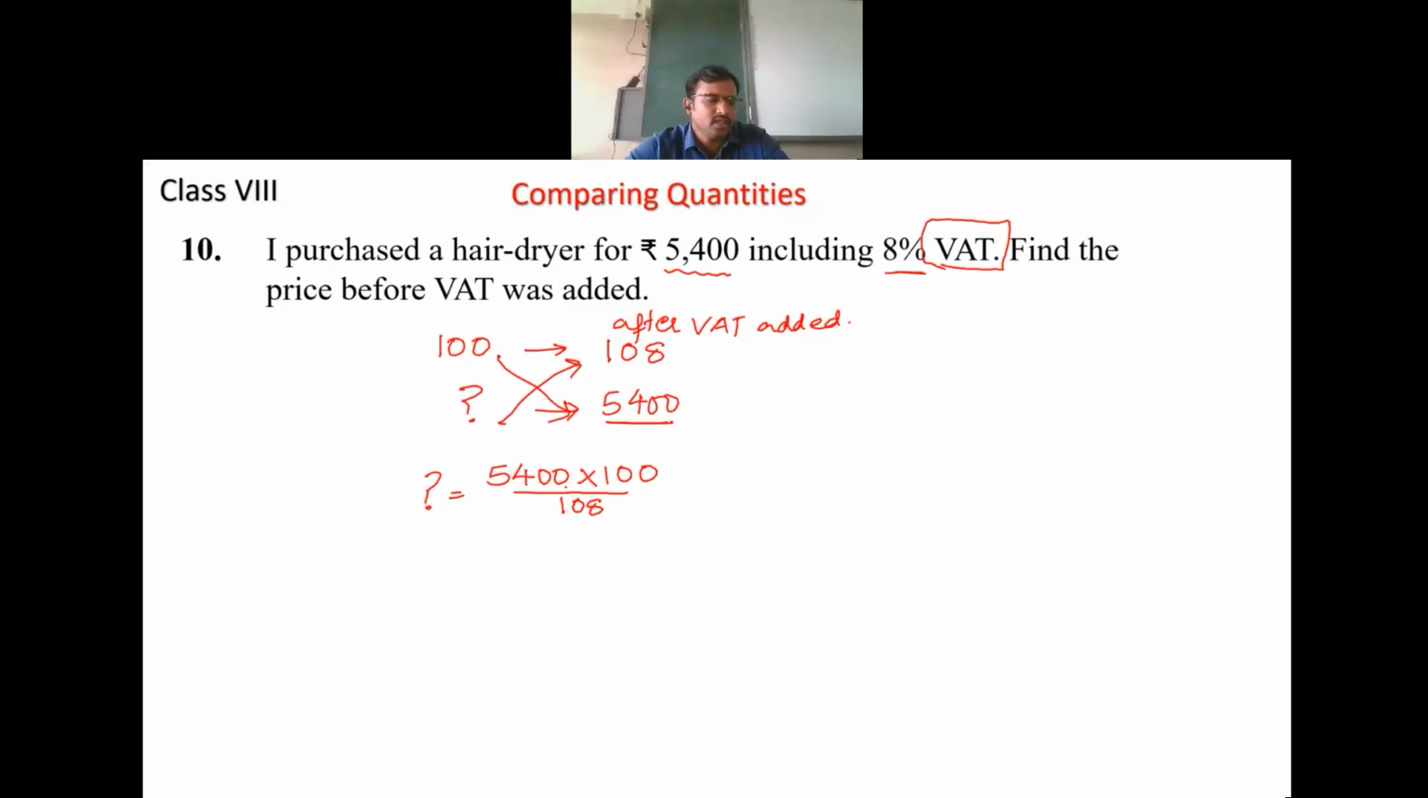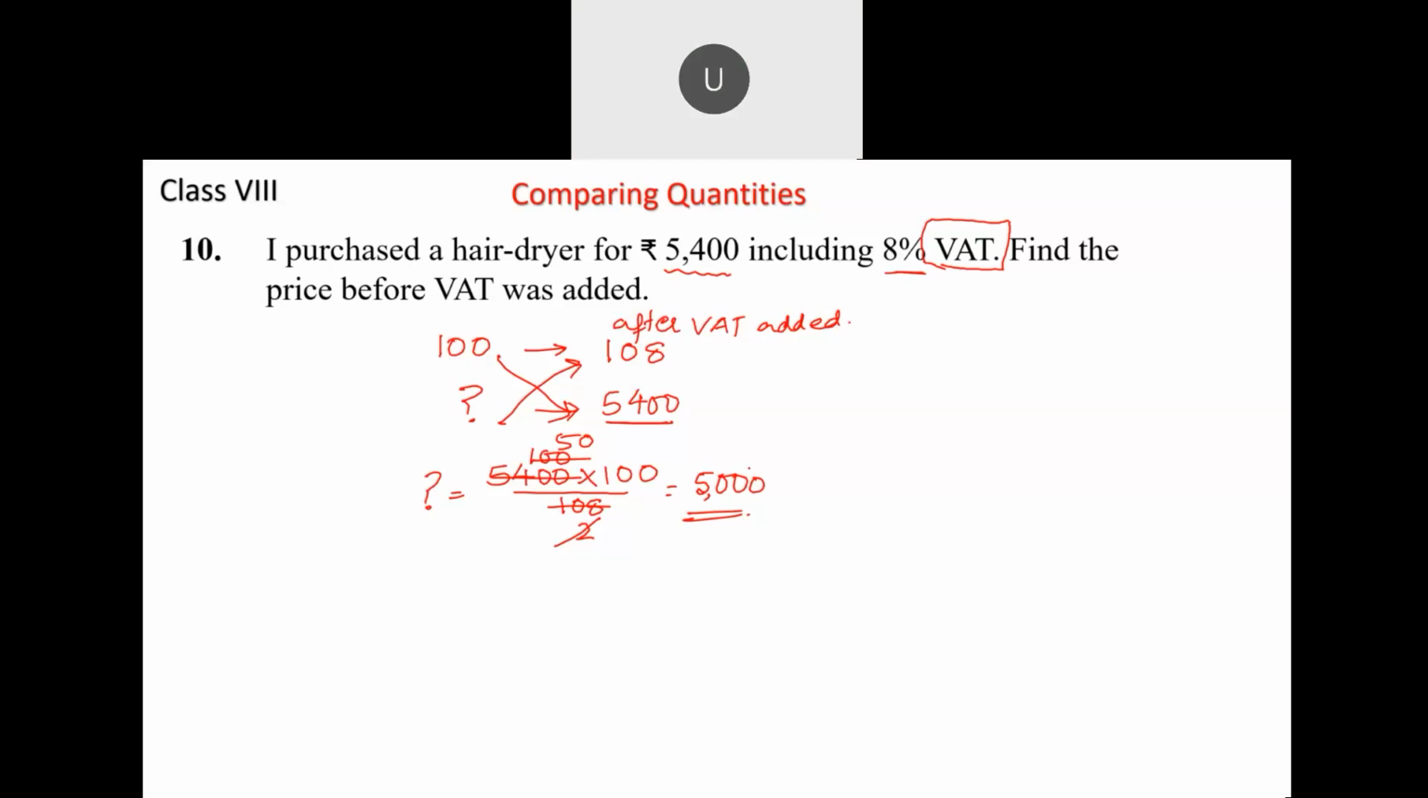So this can be simplified. 54 times 2 is 108. So 5400 times 100, and this is 54 2 times. So 50 times 100, and we get it as 5,000. So 5,000 rupees is the amount before the addition of value added tax.